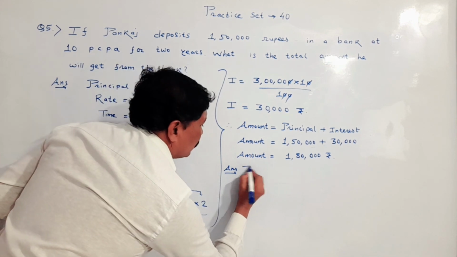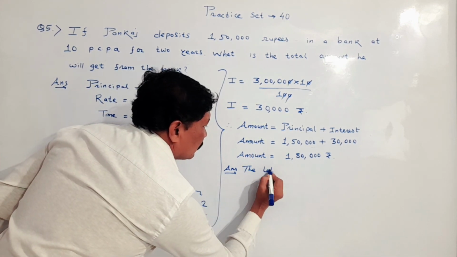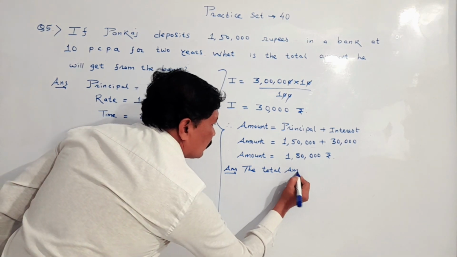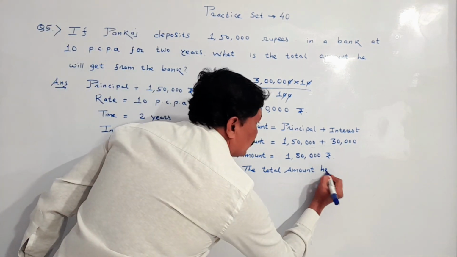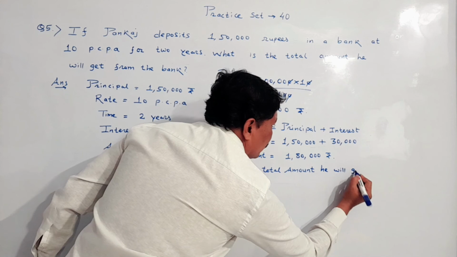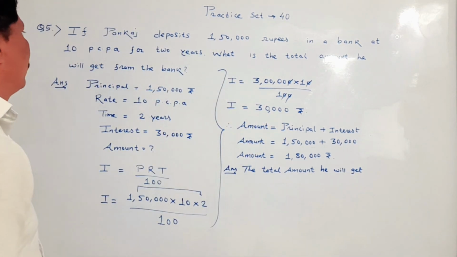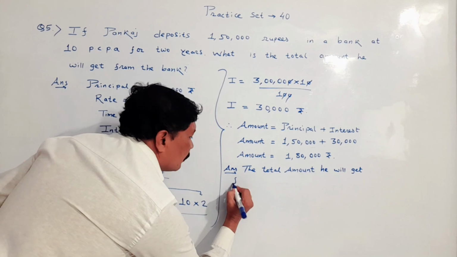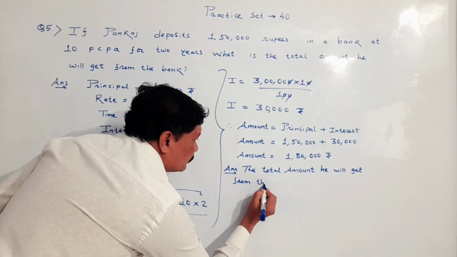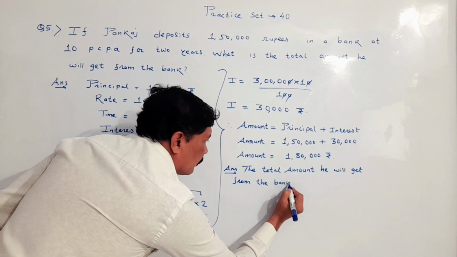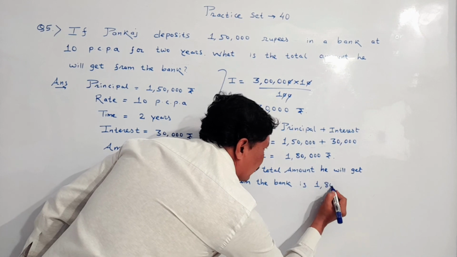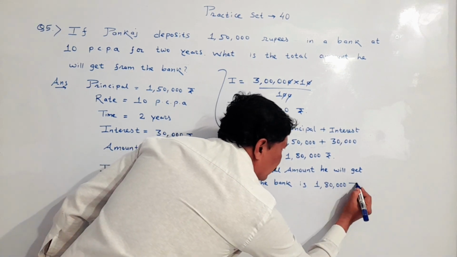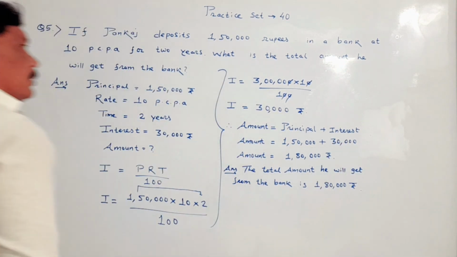The total amount he will get from the bank is 1,80,000 rupees. That's all, student. We'll stop here.